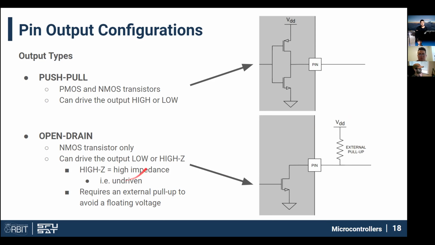The most common use case I can think of is I2C connections. They use open drain outputs because there's lots of devices on the same line, and so they can either pull low or let the resistor pull it high.